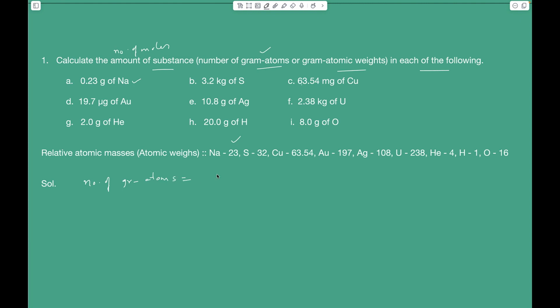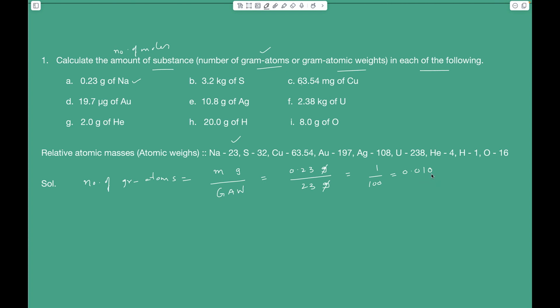Do you remember the formula? You have to divide the mass of the element given in grams with its gram atomic weight. What is the mass of the element given in grams? 0.23. And if the atomic weight of sodium is 23, its gram atomic weight is 23 grams. Cancel these units, then it becomes 1 over 100 or 0.01. But I think I can add a trailing 0 here.